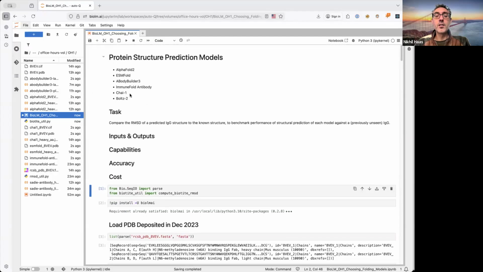I don't know when Chai and Boltz grabbed their training data set. So this molecule might be in one of those. Perhaps even ABodyBuilder3, if it came out, I think, in maybe 2025 or 2024. But sometimes they're grabbing data sets from a couple of years prior. So we'll have to look into that.